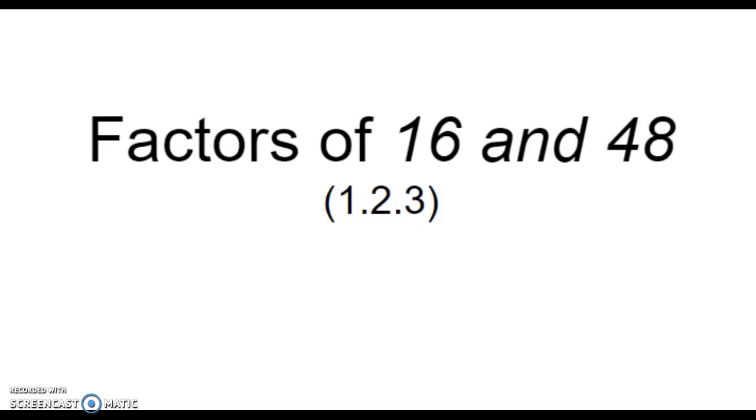In today's activity, we are going to discuss the factors of 16 and 48. Now, we're going to consider whether a factor of a number is always a factor of multiples of that number.